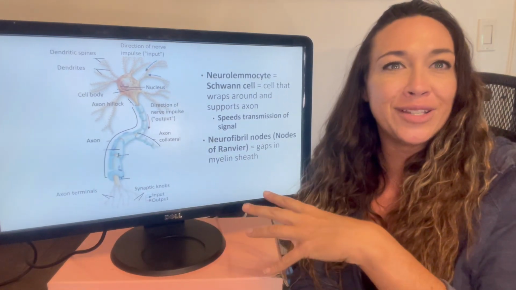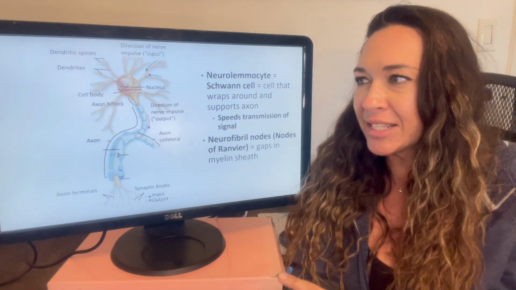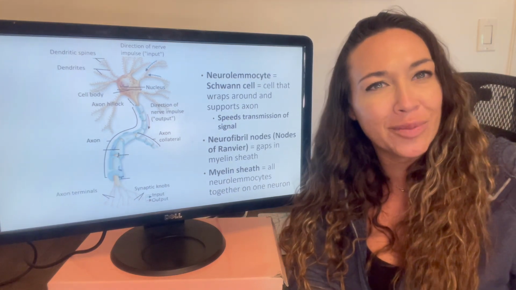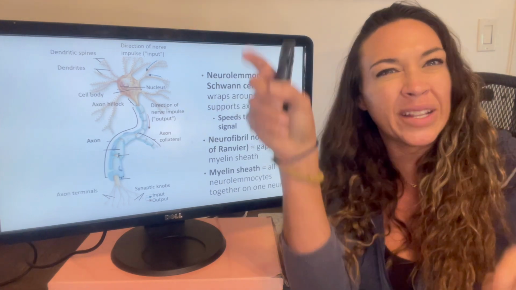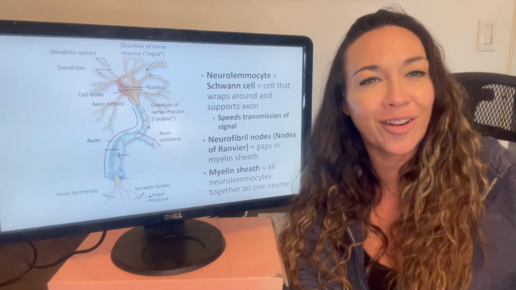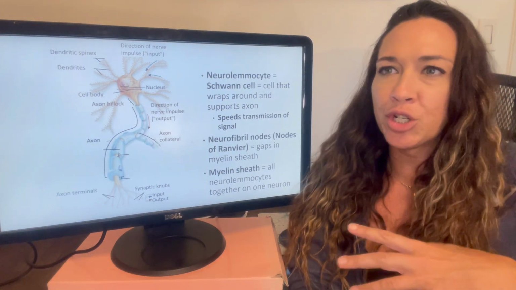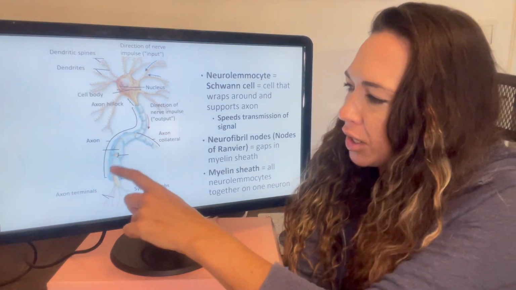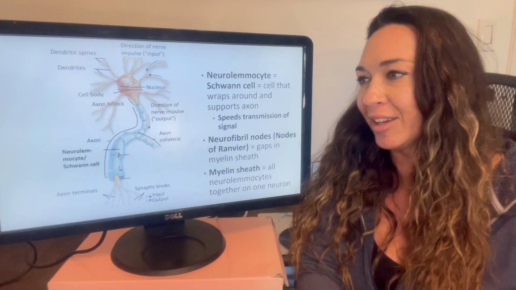So because of these gaps, these nodes of Ranvier, it allows them to speed up the transmission instead of dragging all the way through. It's almost like teleporting from one to the other, to the other, to the other. It's actually pretty cool how it works. Now, these myelin sheaths are just going to be these neurolemnocytes, which are together on one neuron, and that's basically just going to be folding in on itself. And we do learn how this happens in just a second.